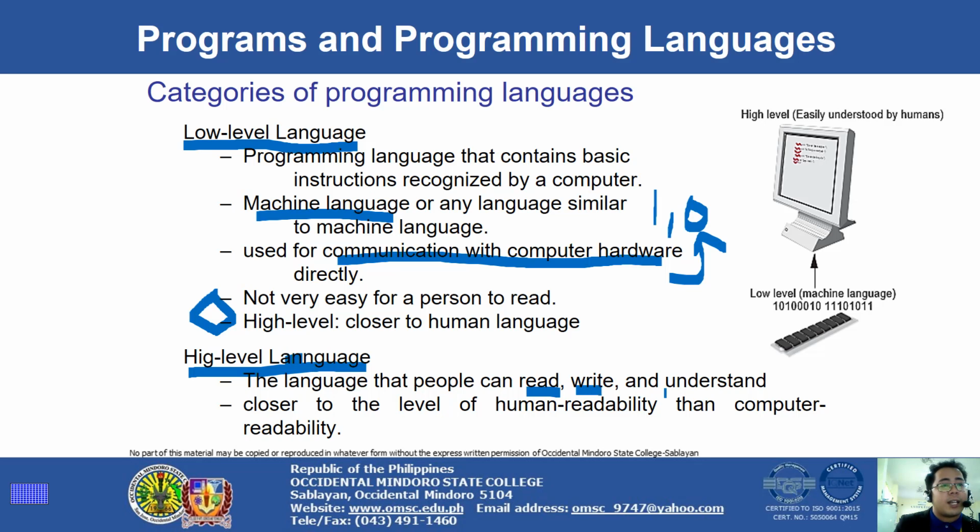Read, write, and understand. So, ano-ano ba yung klase ng high-level language natin ginagamit? Okay, we do use an algorithm. Okay, kanina, diniscuss natin yung algorithm. Ito daw yung well-defined steps. Okay, ano yung algo? Meron tayong iba't ibang klase ng algo. We have the flowchart, meron tayong pseudocode, meron tayong hierarchy, so on and so forth. So, ang sinasabi nating high-level language, it is closer to the level of a human.